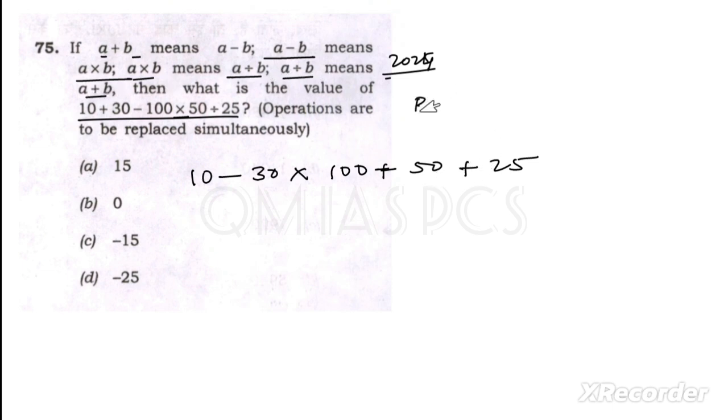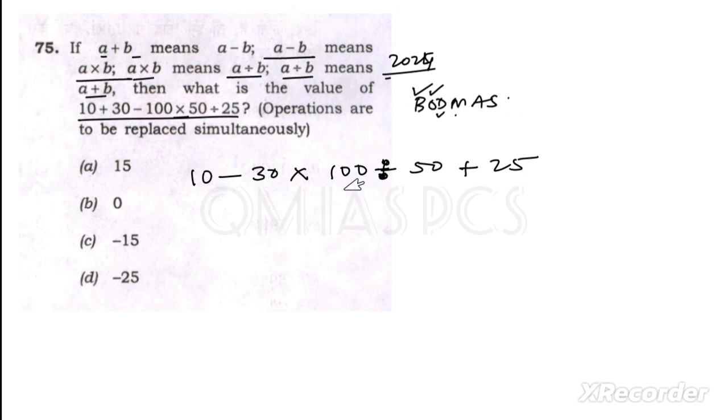Now based on BODMAS, there is no bracket and no of. I think I have missed division somewhere. Multiply means decimal, where is the multiply? Sorry, this is division, and division means plus. Now it's right. So first we have to do division, then multiplication, then addition or subtraction.